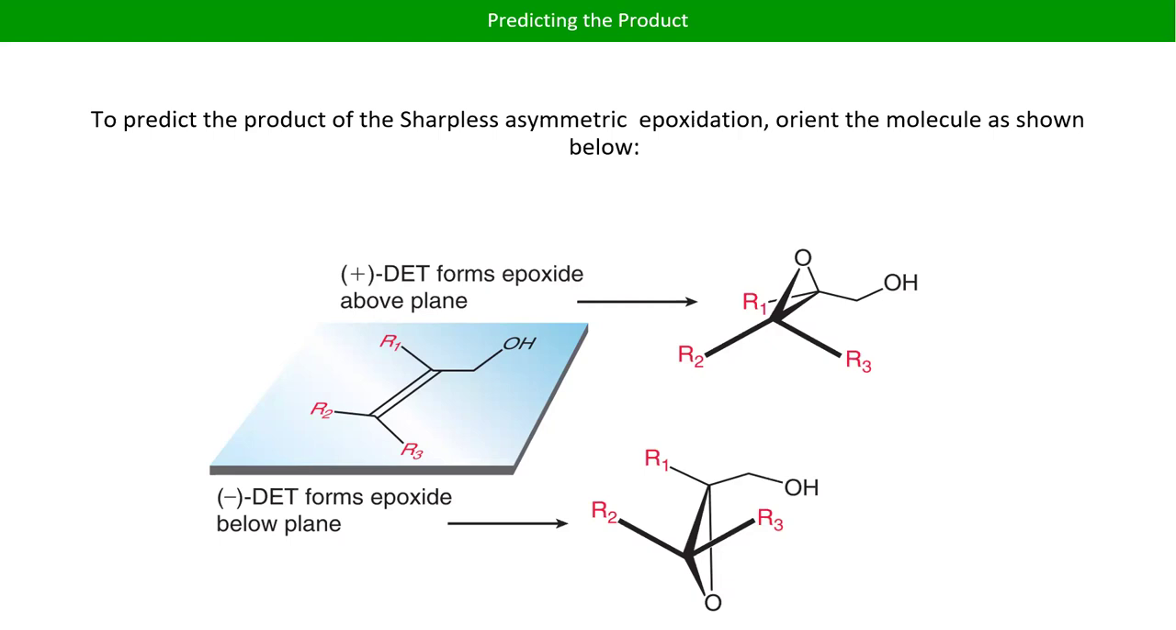So there's a differentiation between how does it rotate light and how do we assign priority, because assigning priority is somewhat arbitrary. But plus or D represents that it rotates light clockwise, and minus or L represents that it rotates light counterclockwise.